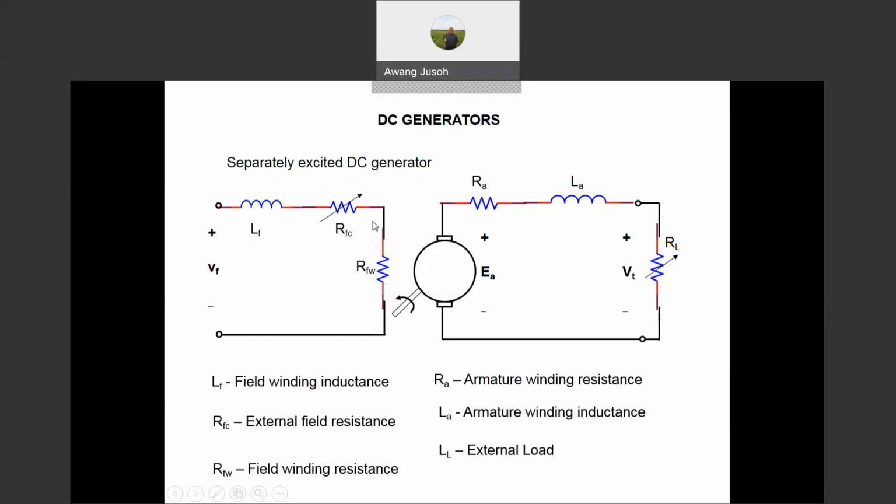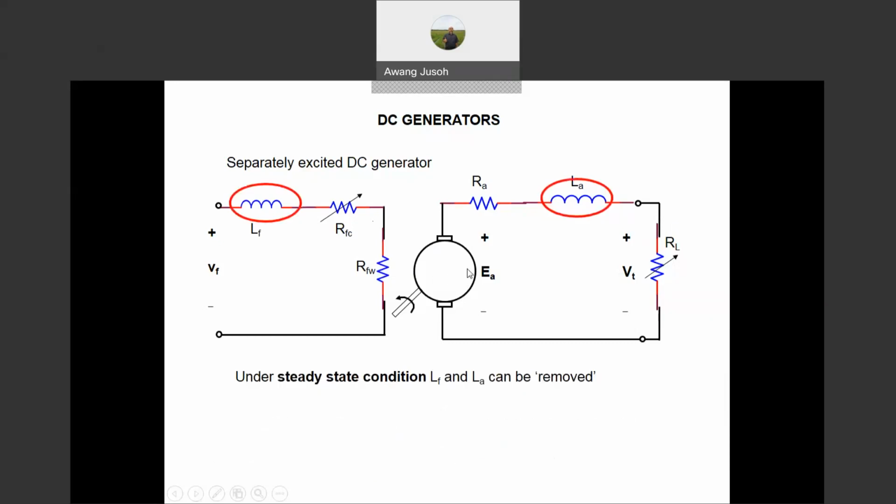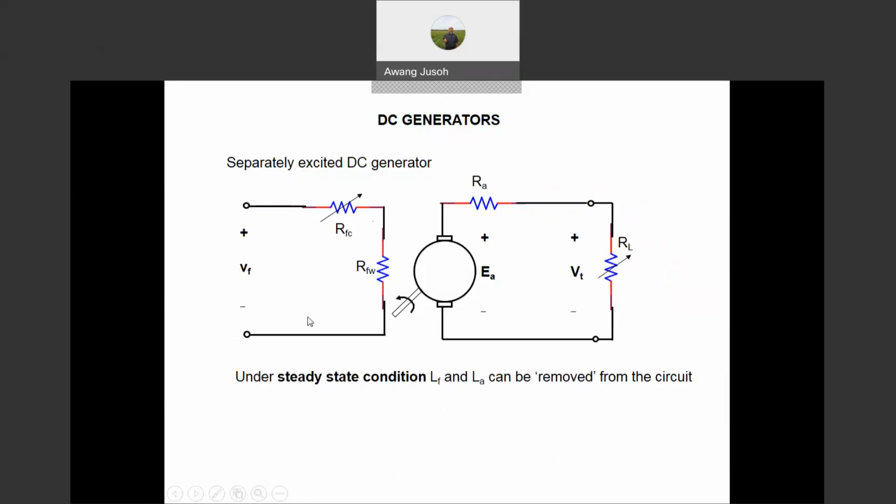But when we talk about the steady state model, when the current is in steady state, then all the inductances will be short circuit. So the model becomes much simpler, where all the inductances are short circuit. Then we have this one. So you can remove LA and LF from the system. So you can see it is simple now.